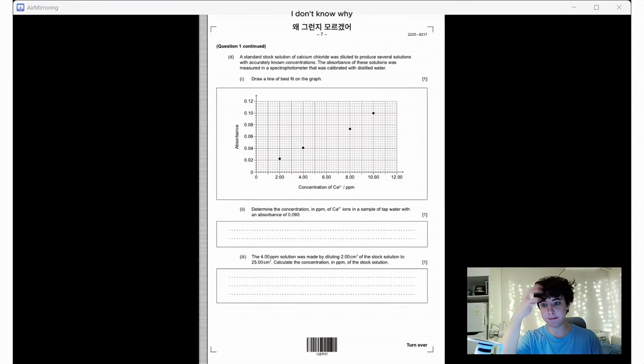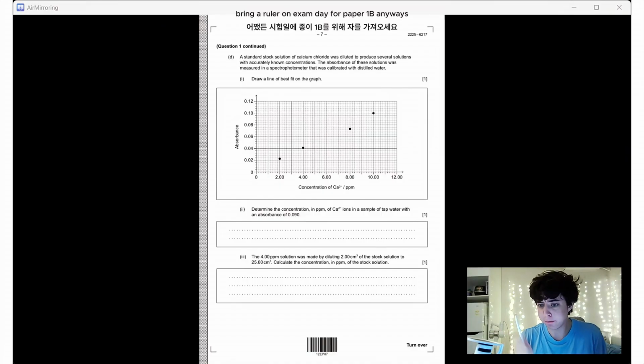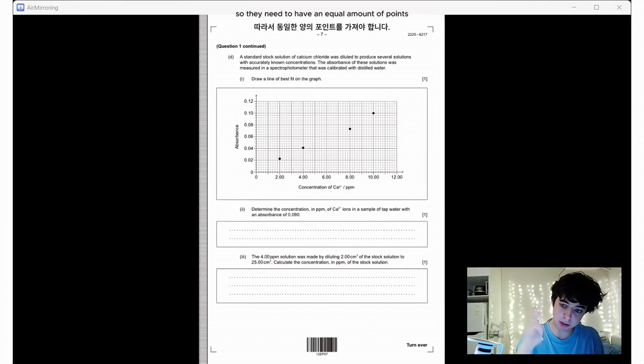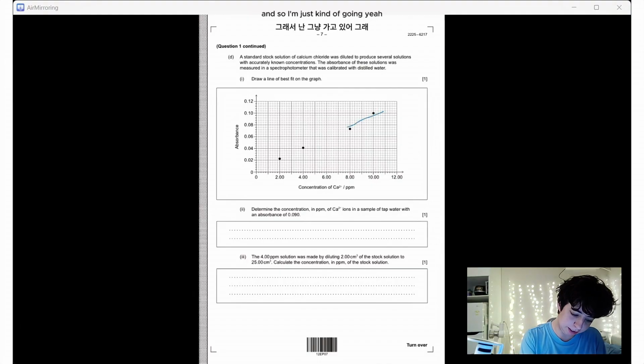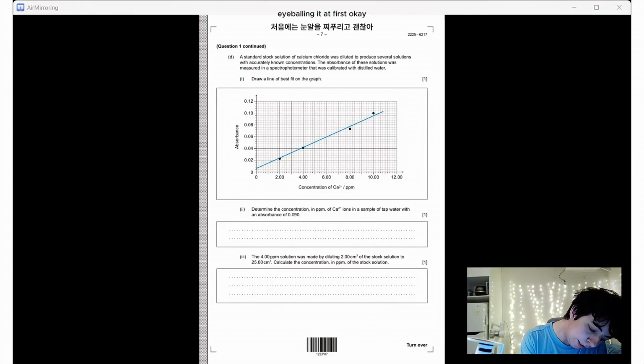I don't think it was this time zone's mark scheme, but a different time zone's mark scheme was oddly specific about the fact that these lines of best fit need to be drawn with a ruler. If it looked like it wasn't, they would mark them down. I don't know. Bring a ruler on exam day for paper 1B. Anyways, so they need to have an equal amount of points either above or below the curve. And so I'm just eyeballing it at first. Okay. We've got 1 above, 3 below.